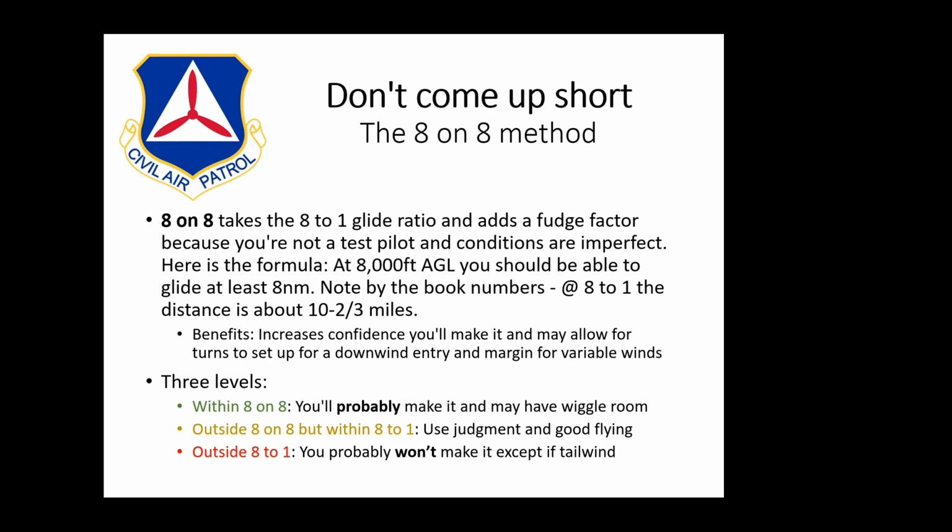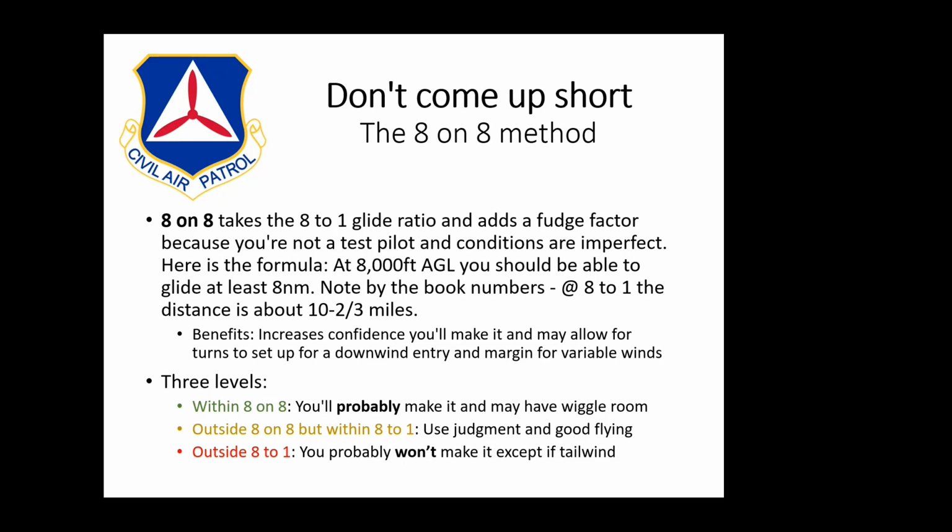And it's the 8-on-8. So that takes the 8-to-1 glide ratio we find in a lot of our aircraft. Actually, our Cessnas are more like 8.5 or 9-to-1. But anyway, let's be conservative. A lot of these assumptions here are being conservative. So we take the 8-to-1 glide ratio. We add a fudge factor because, again, we're not test pilots. Conditions are not perfect. We're going to be stressed and all that.